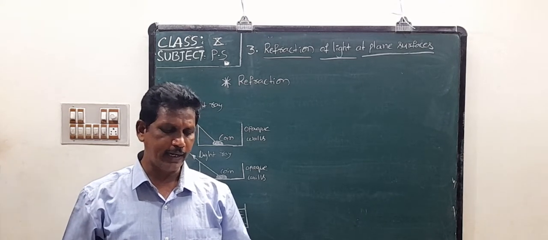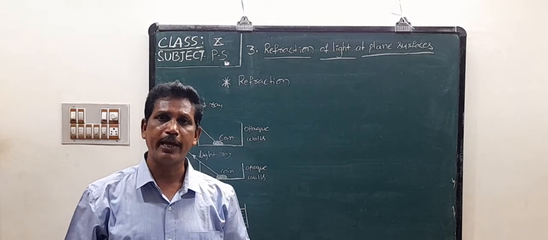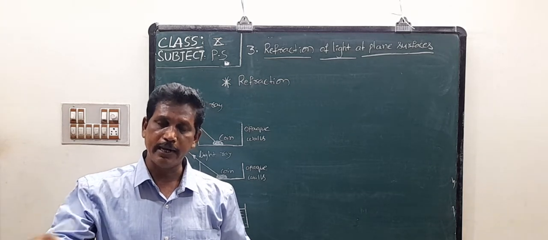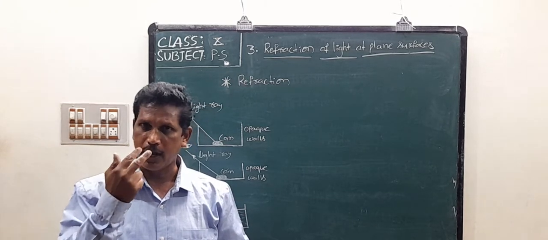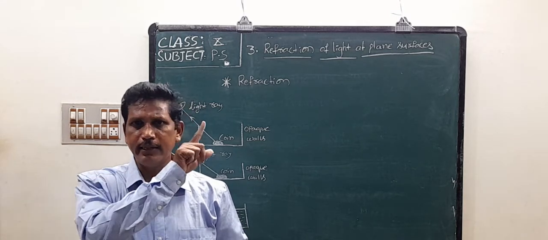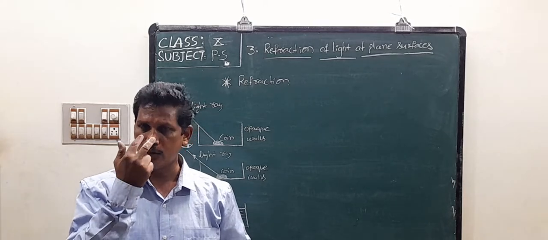Okay, you know that the ray of light originating from the coin reaches our eyes, and we see that coin. So the light ray incident on the coin is reflected and enters into our eye.